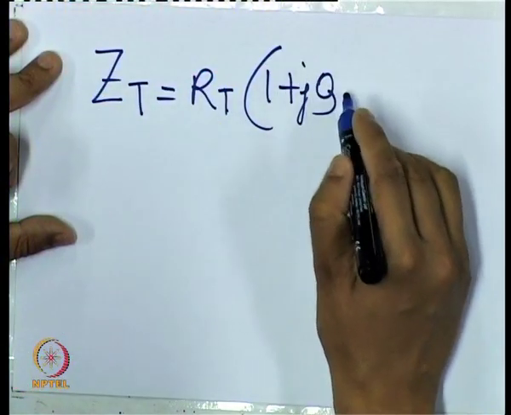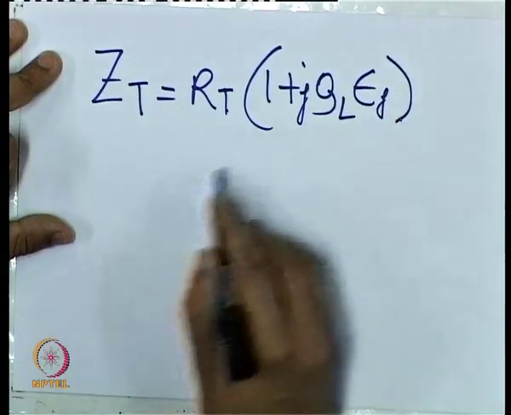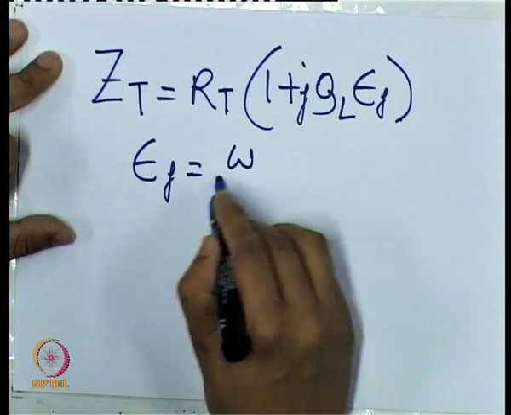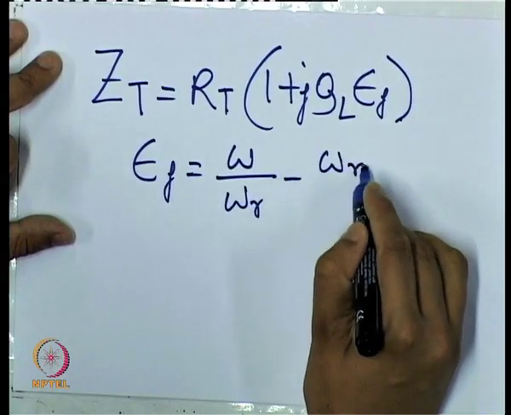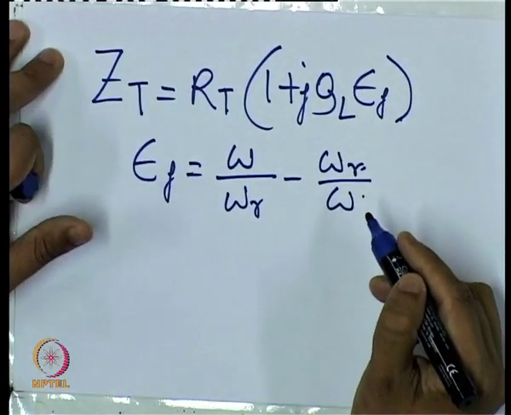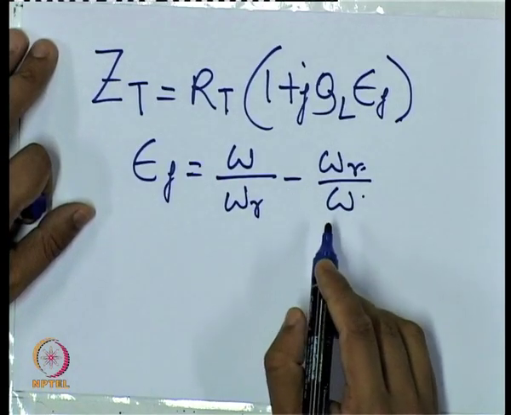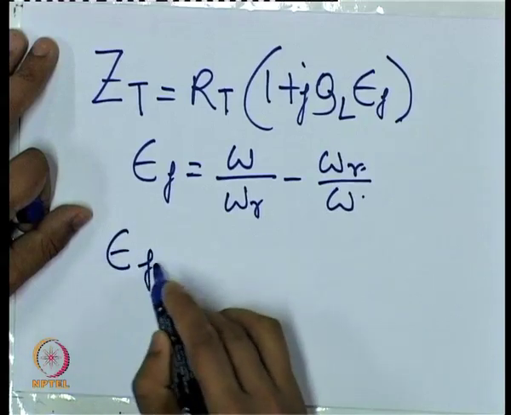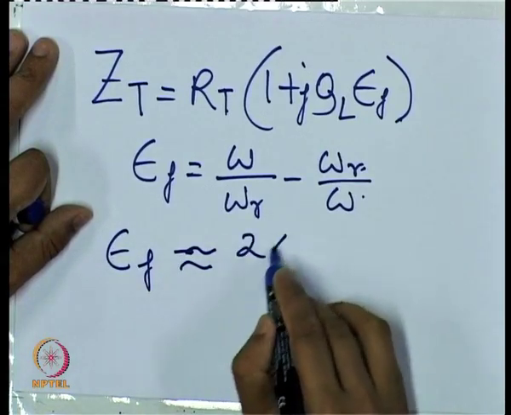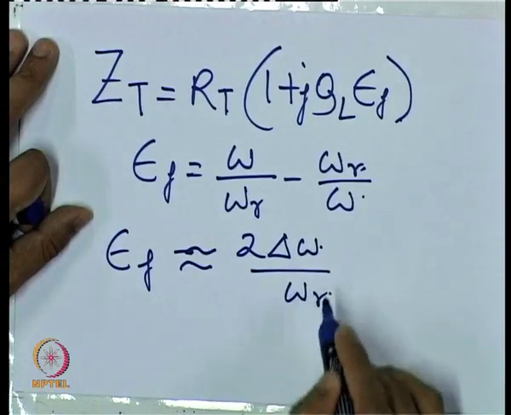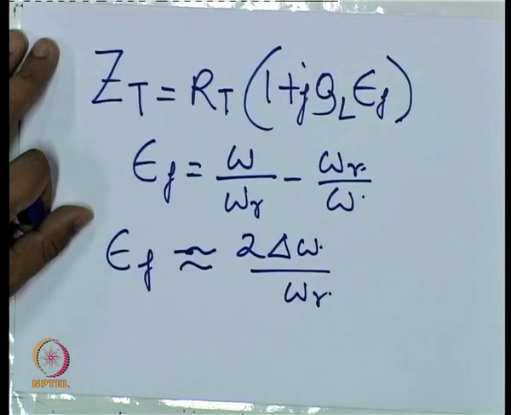Another way of writing the input impedance of a series resonator is like this, in terms of the quality factors that we just defined, where this epsilon f is equal to omega upon omega R minus omega R upon omega. Now the details about the derivation are given in the accompanying PPT files with this course. You can go through it. Now this epsilon f itself can be simplified to this value. Once again, the derivations are given in the accompanying PPT files.